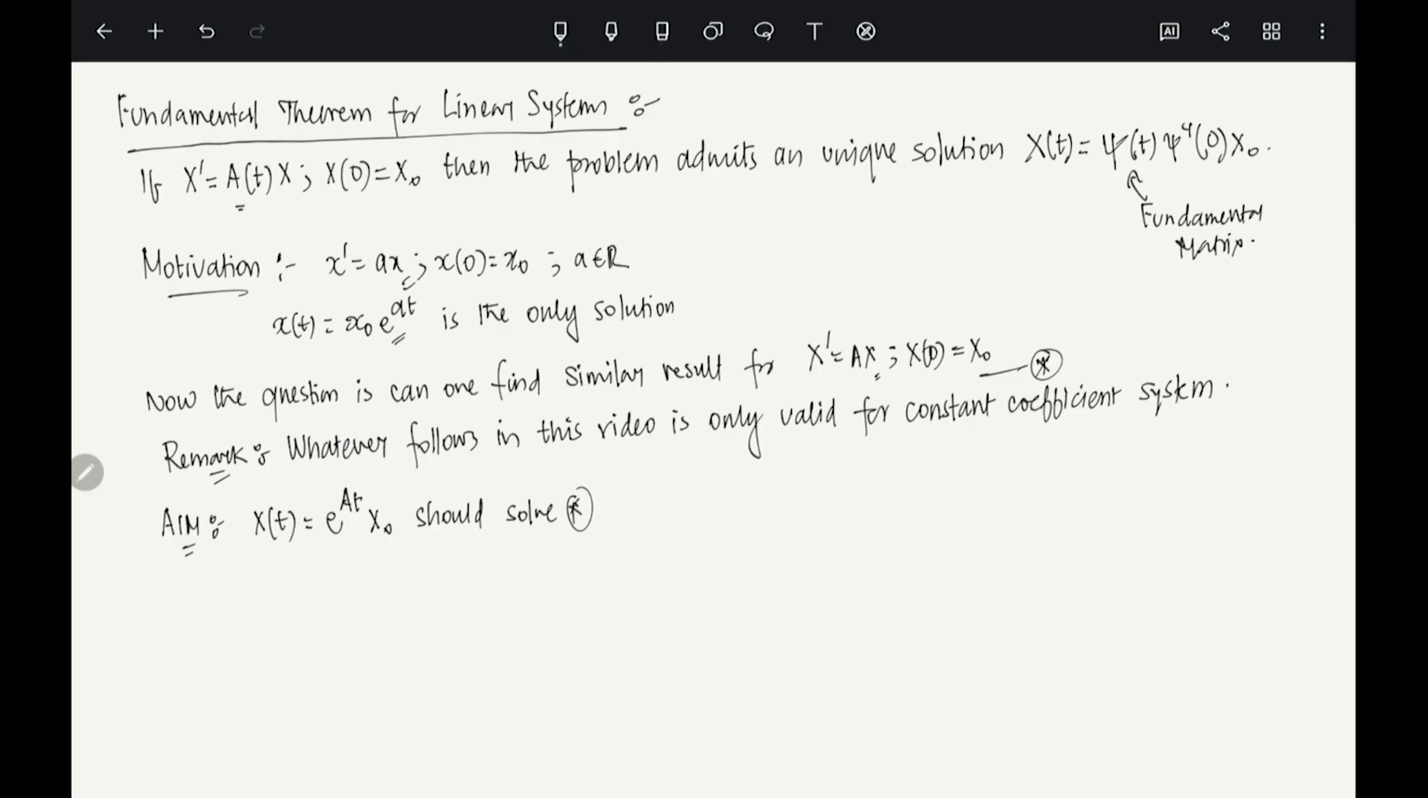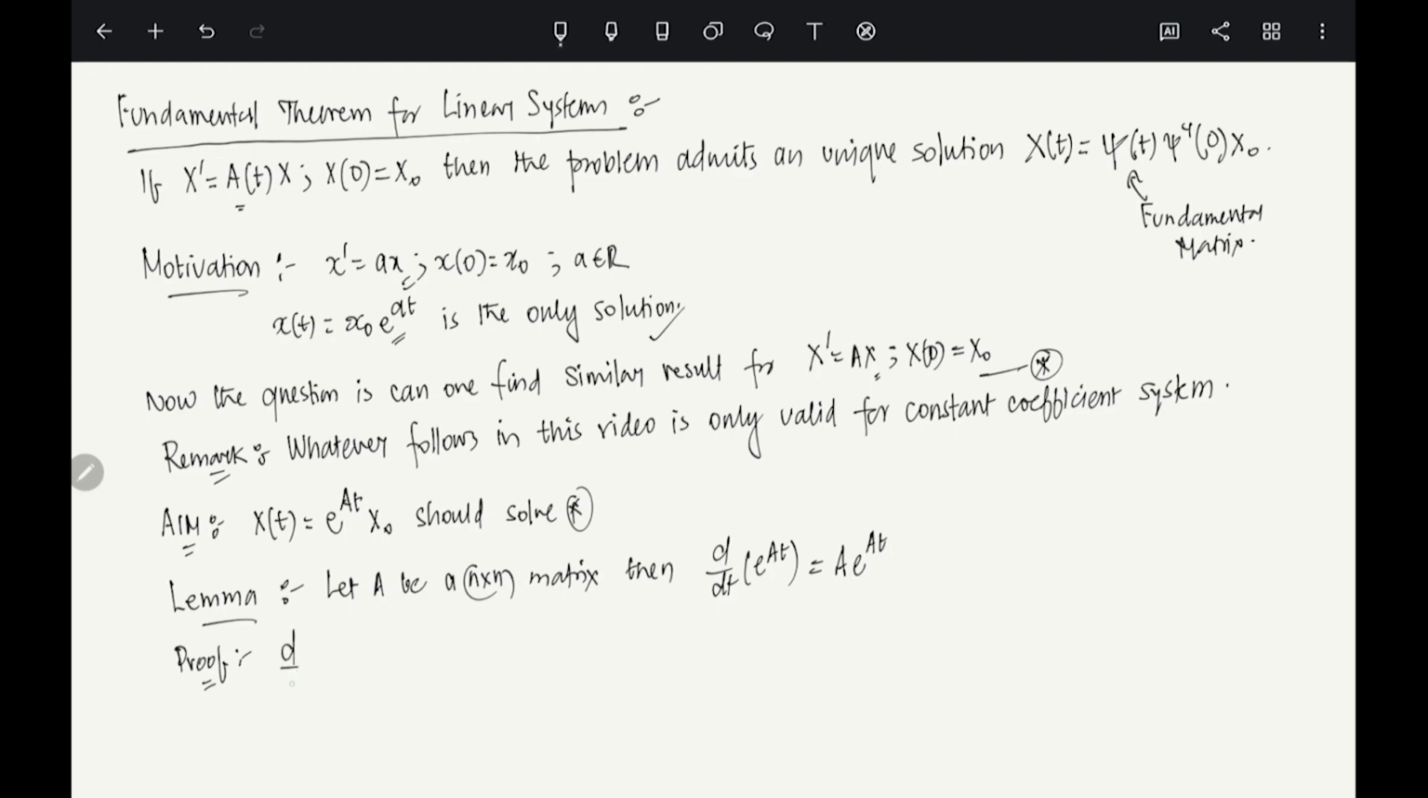Now, x of t equals e power at times x naught should be the solution. That's what we can expect, and this is the main aim. So let's look at a lemma first. Lemma: let A be an n cross n matrix. Then we want to talk about the derivative of e power at, d dt of e power at. From one variable you realize it should look like A e power at, and actually it does. So you don't have to worry about it, but of course we need a proof of that. So let's look at a proof.